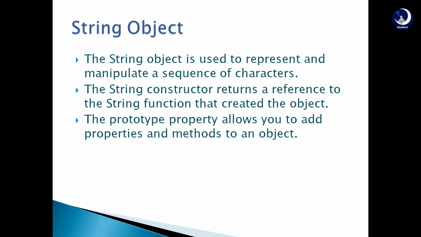The string constructor returns a reference to the string function that created the object. The prototype property allows you to add properties and methods to an object in a string. So here you can use prototype property to add new properties and also methods, which you cannot do in an array. You cannot use prototype property to completely change the properties and methods in an array, which can be possible here in string.